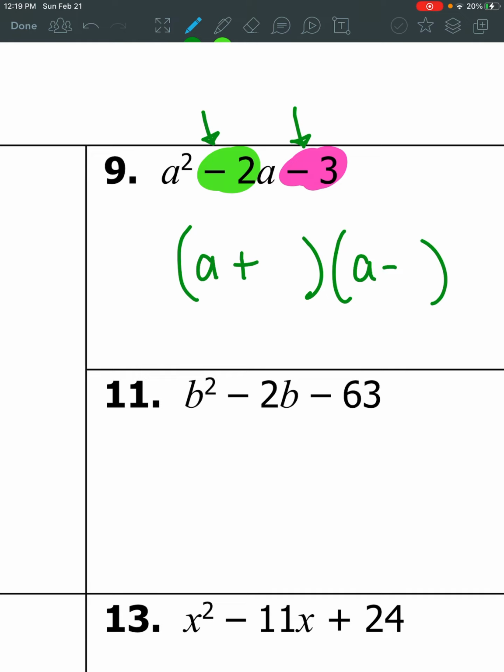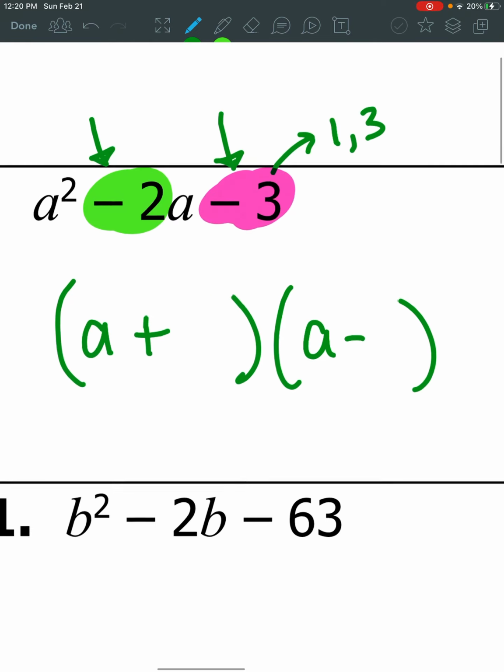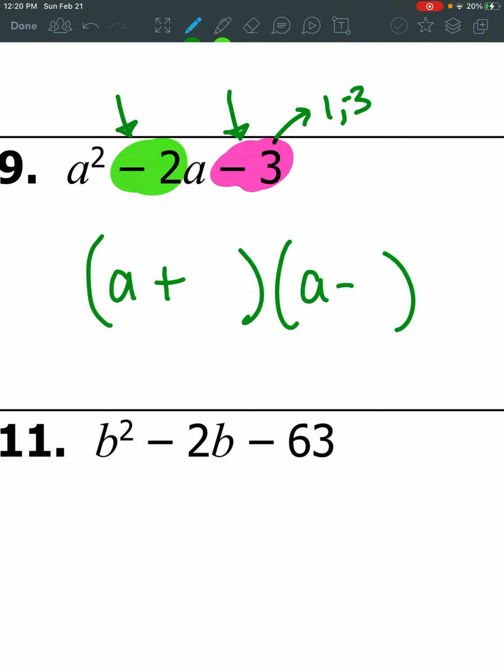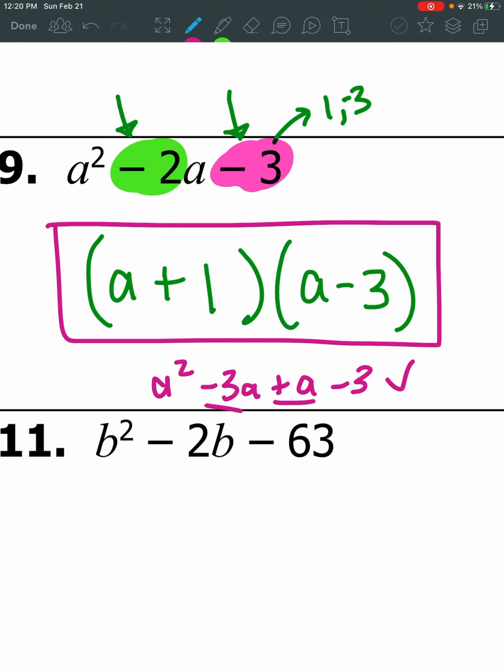So since it's negative in the middle, we know that the bigger factor between the C value has to be negative. So 3 is prime. We only have 1 and 3. But like I said, the bigger factor, 3, has to be negative, because that way when we add them, then they're going to turn out to negative 2. So be careful. Make sure the 3 is with the minus, the 1 is with the plus. And then we could check: a squared minus 3a plus a minus 3. Middle terms combine to negative 2a. So we know we're right.